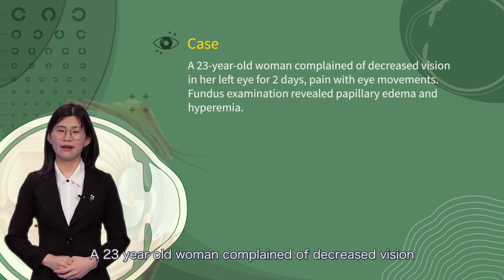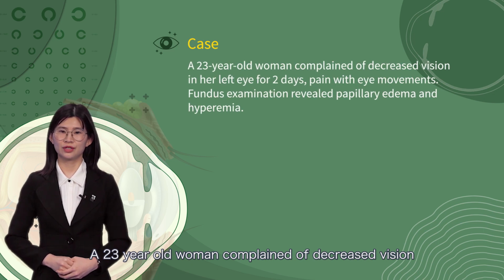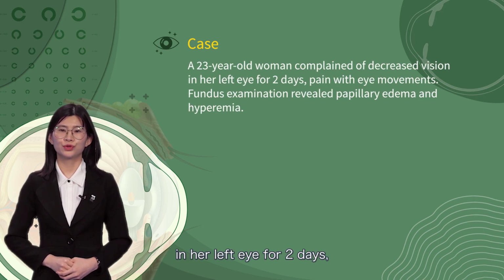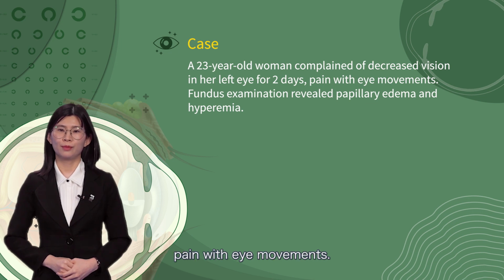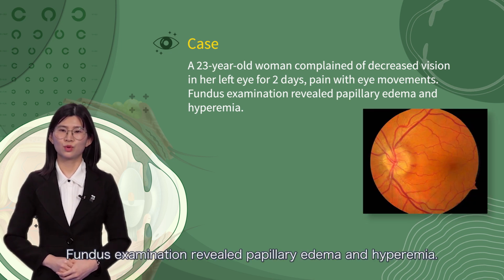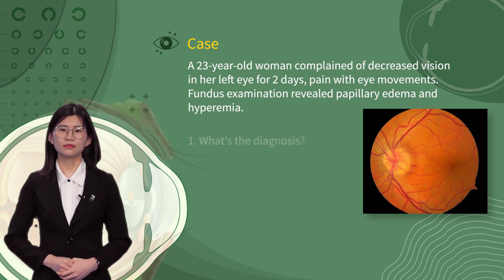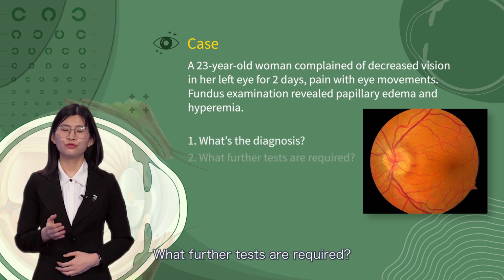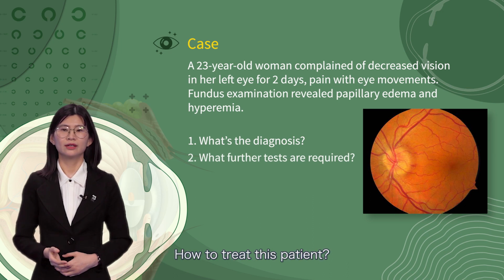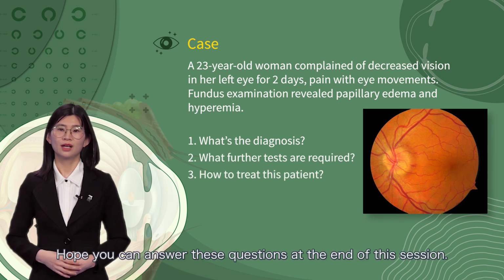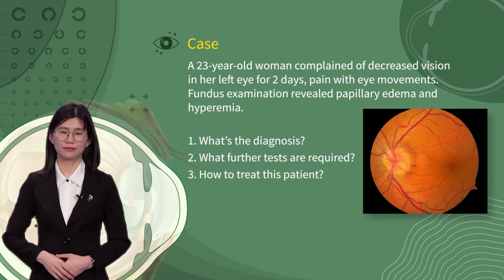A 23-year-old woman complained of decreased vision in her left eye for 2 days, pain with eye movements. Fundus examination revealed papillary edema and hyperemia. What's the diagnosis? What further tests are required? How to treat this patient? Hope you can answer these questions at the end of this section.